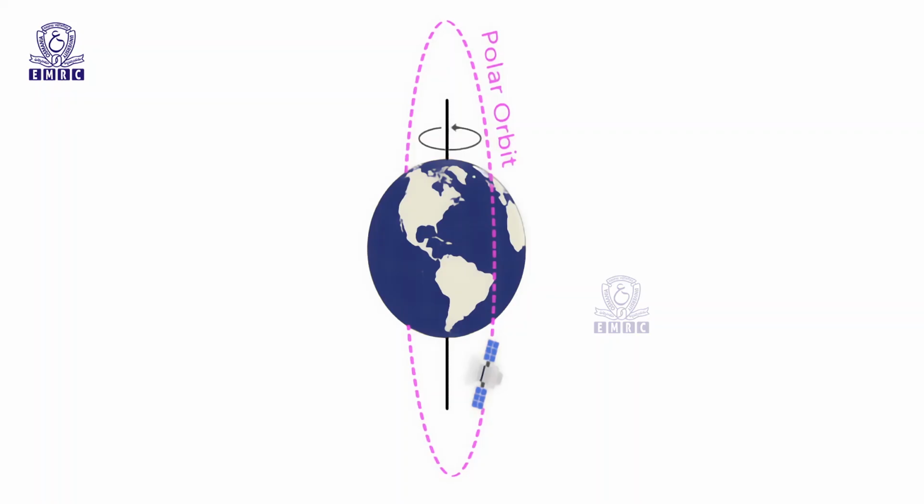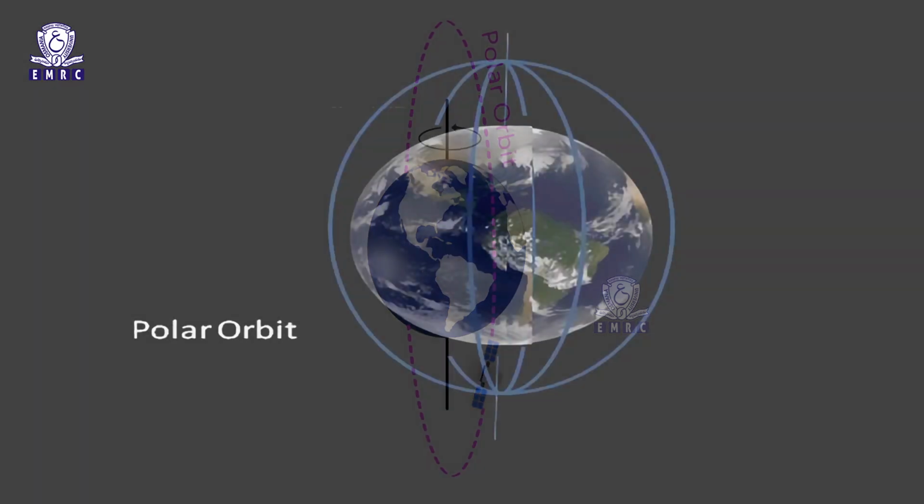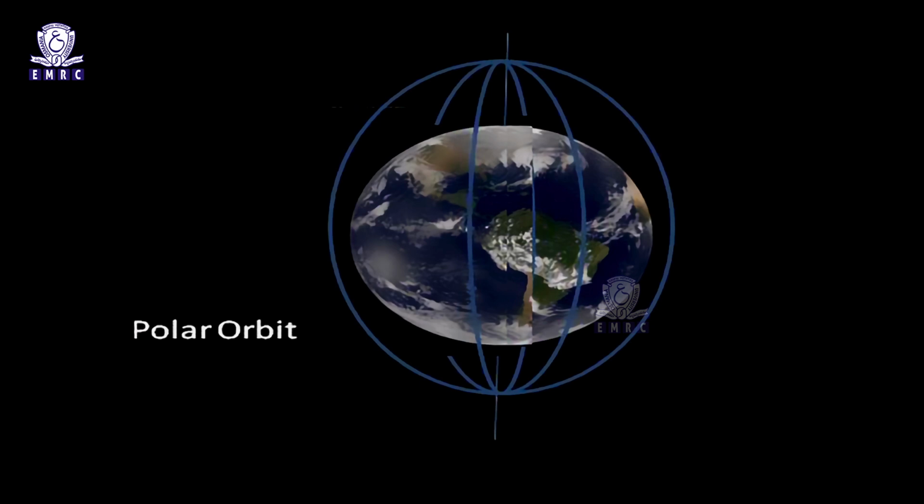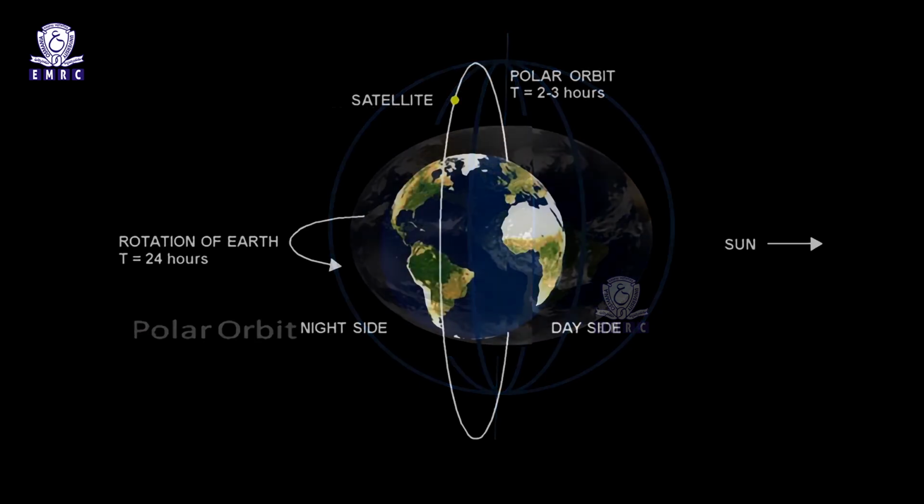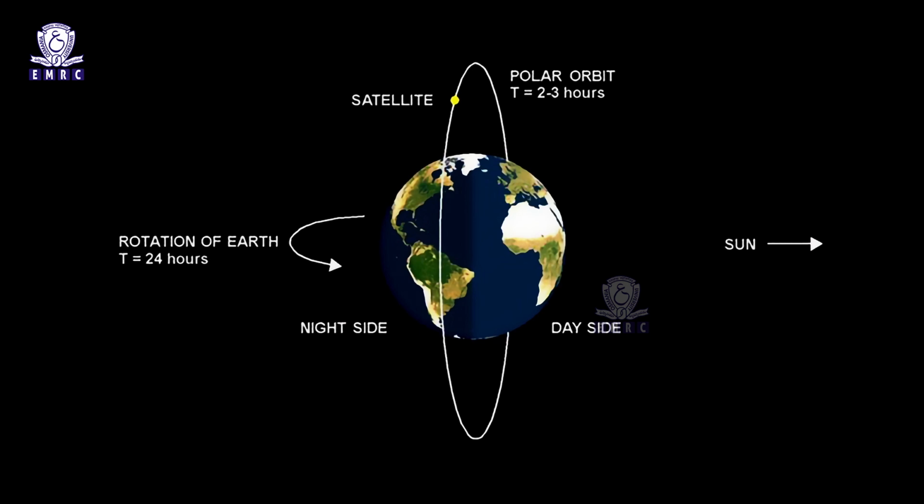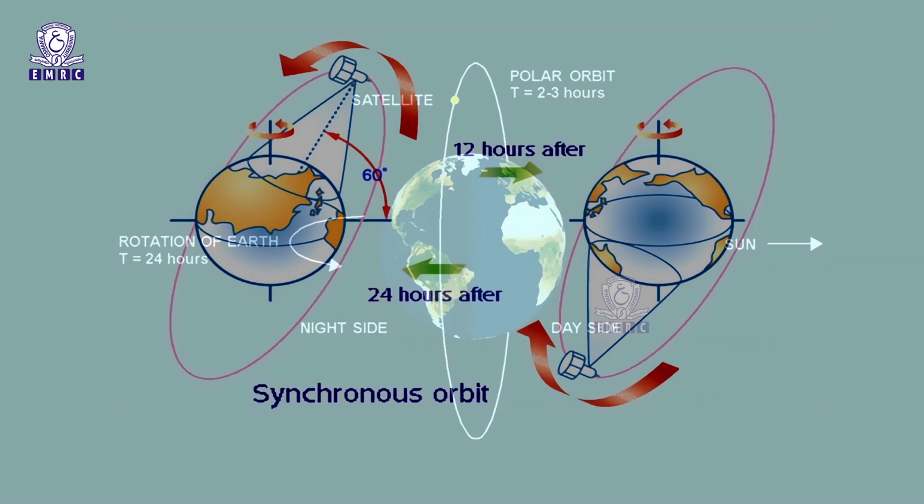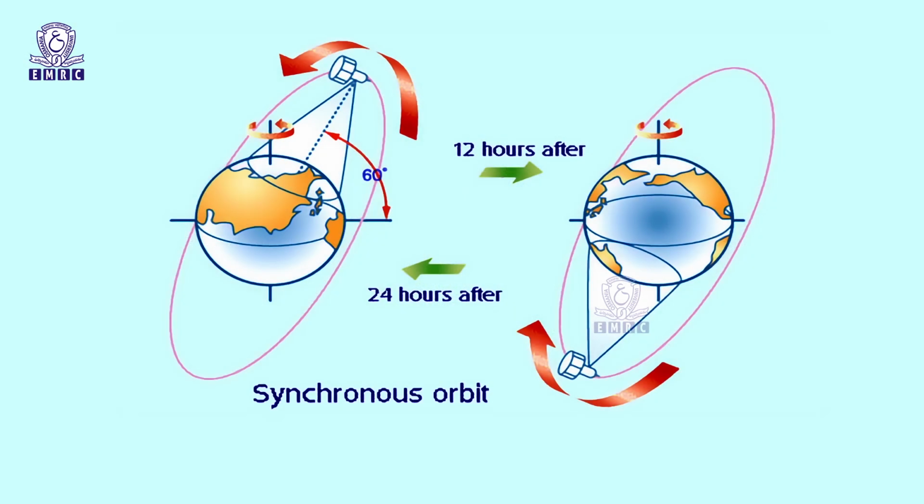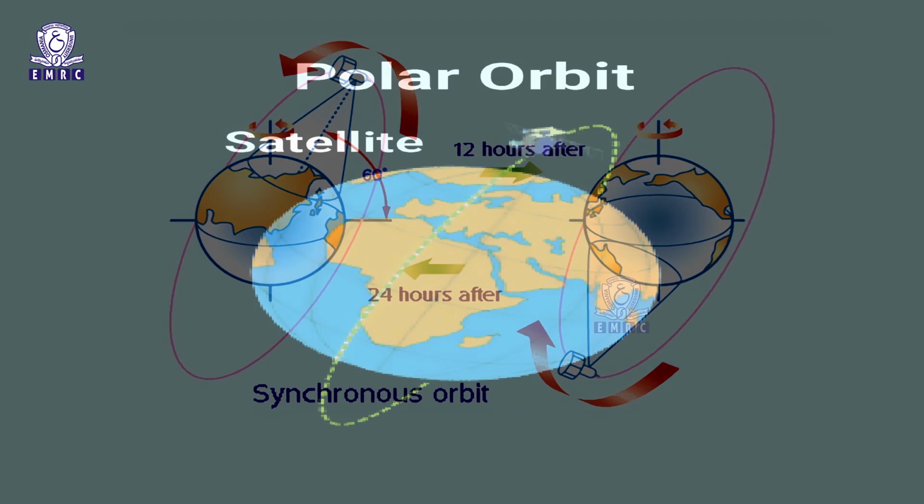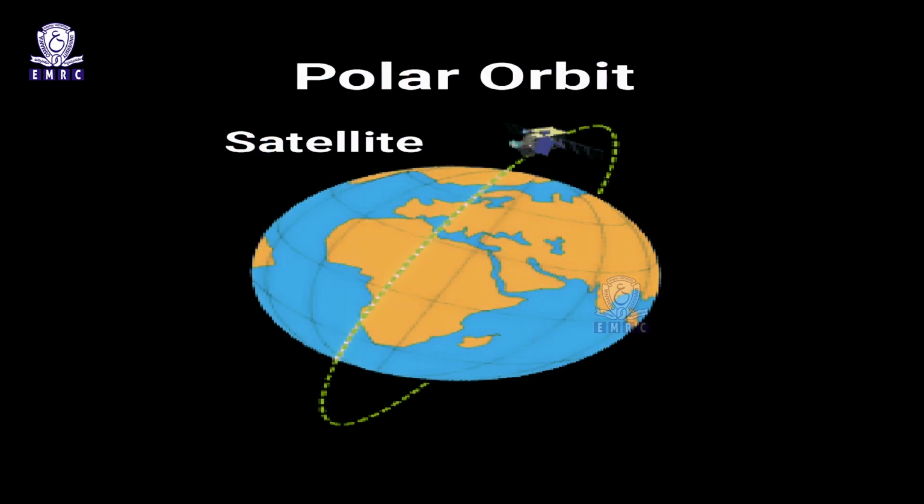Polar orbits have an inclination of 90 degrees with respect to the equatorial plane of the Earth. A polar orbit is a satellite orbit that passes close to both the poles of the Earth. As the name suggests, the polar orbit passes over the Earth's polar region from the north to south. During a 12-hour day, a satellite in such an orbit can observe all points on the Earth. The satellite moving in a polar orbit is called a polar satellite.